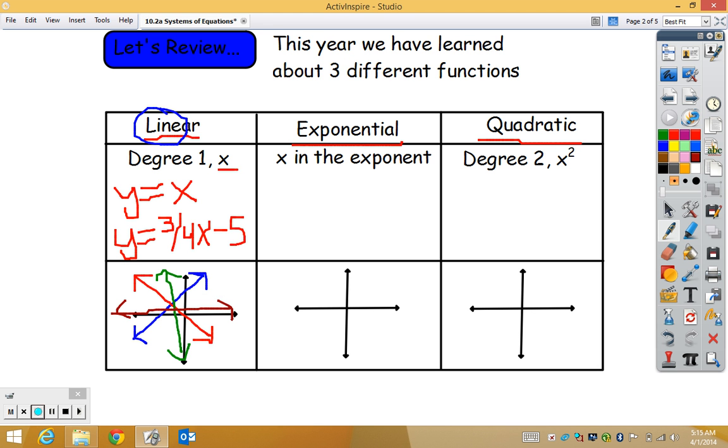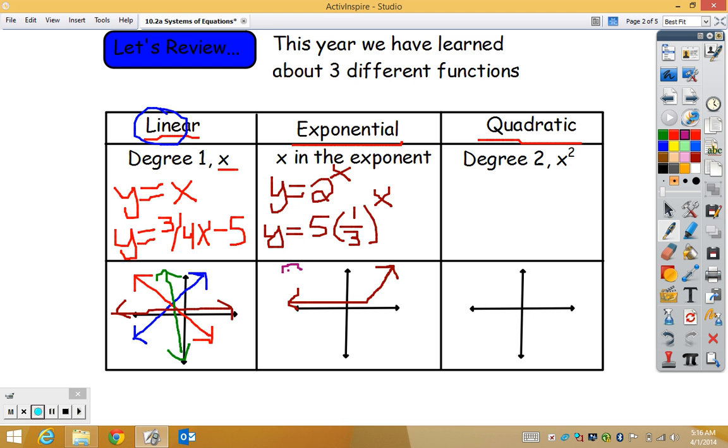Alright. Then we learned about exponential in the next unit, and exponential has an x in the exponent. So you might see something like y equals 2 to the x. Or you could have something else in front, like 5 times 1/3 to the x. And if you recall, the exponential graph has that asymptote where it never crosses and curves up, or it may go the other direction. So it might look something like this.